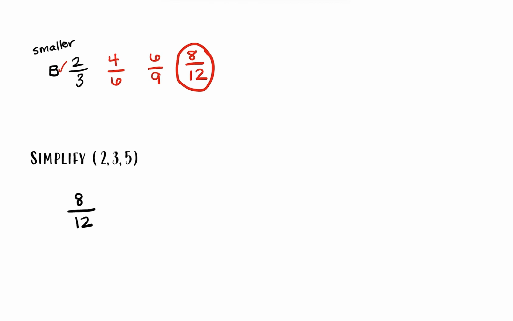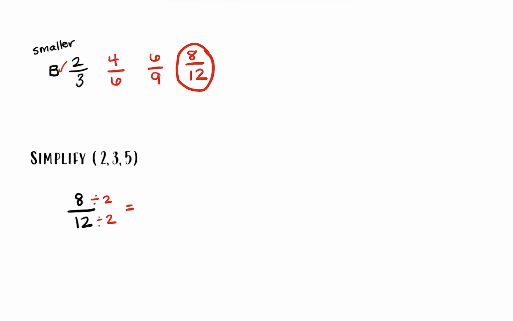If I count by 2s, can I get to 12? 2, 4, 6, 8, 10, 12. Yes, I can. So when I say divide by 2, we are dividing both by 2. So we do 8 divided by 2. Sorry, let me rewrite that a little bit differently. We have to do the top and the bottom, so divided by 2. They have to be the same number. You can't divide one a different number. Those have to be the same.